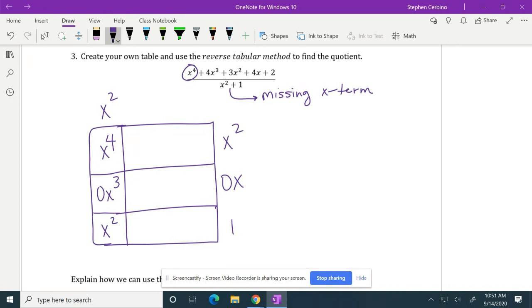So now we have to make our next term. Well, our next term is 4x cubed. So whatever this box and this box are have to add up to 4x cubed. So I know I have at least another column here.